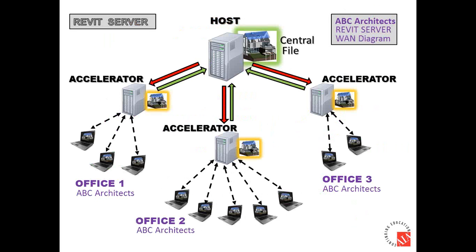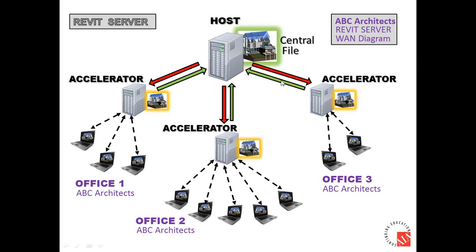So how does that look in an actual diagram? I have this diagram here where I have emphasized the fact this is one organization, so I'm calling it ABC Architects. They have 3 offices. And when you install Revit Server, it has 3 roles that you can install. It has the host role, which is the primary one, and you're going to put that on a physical server.